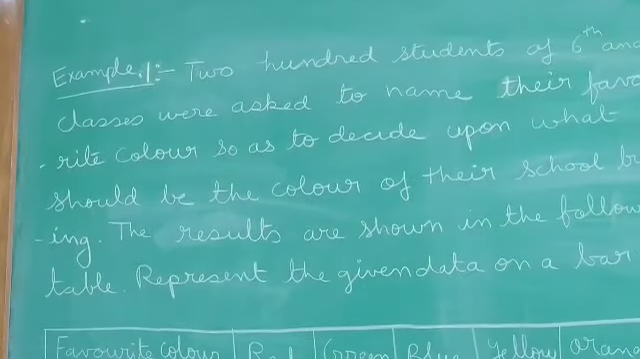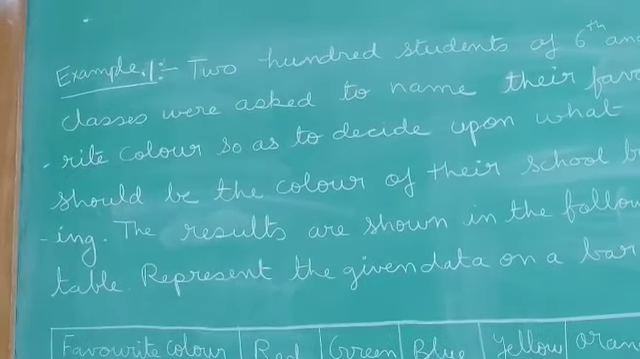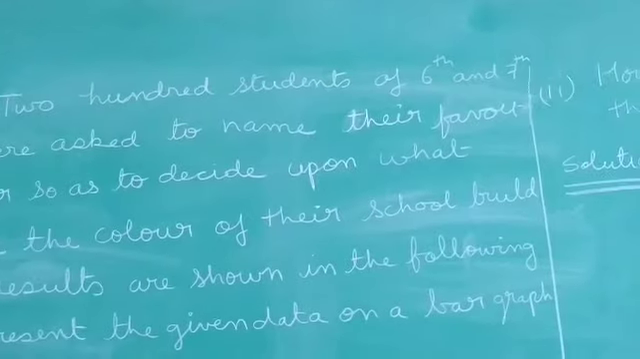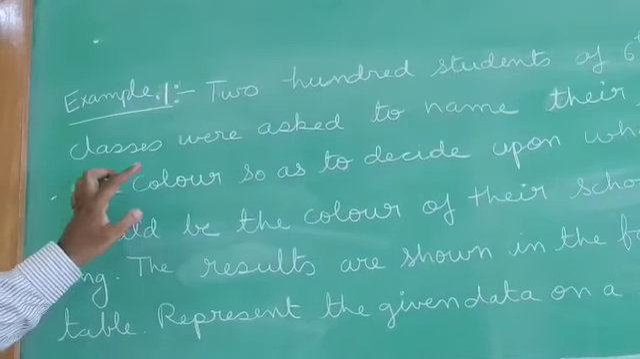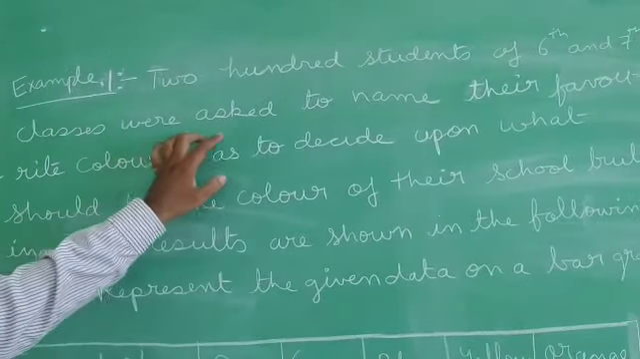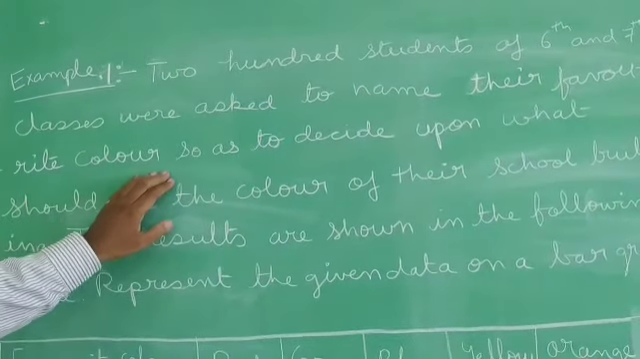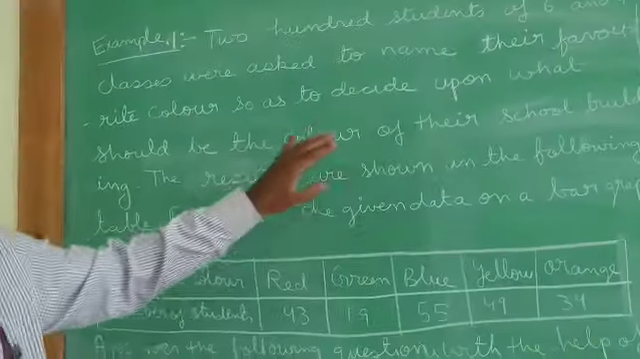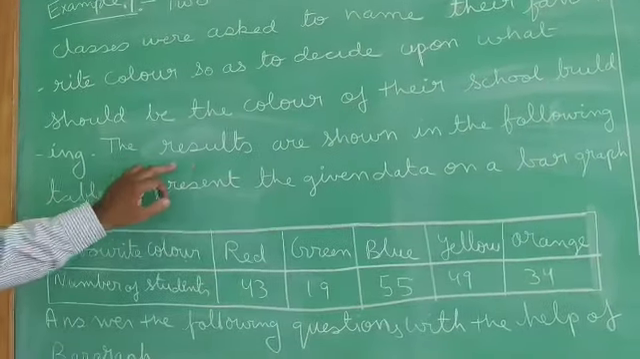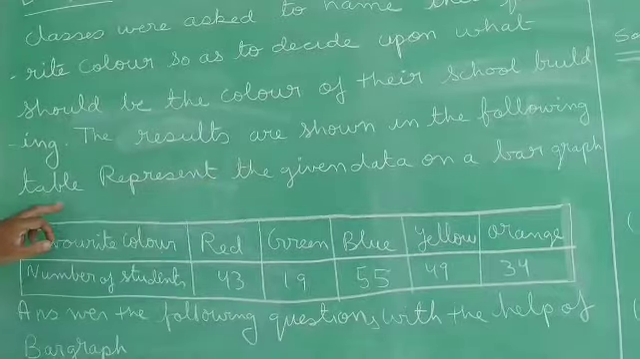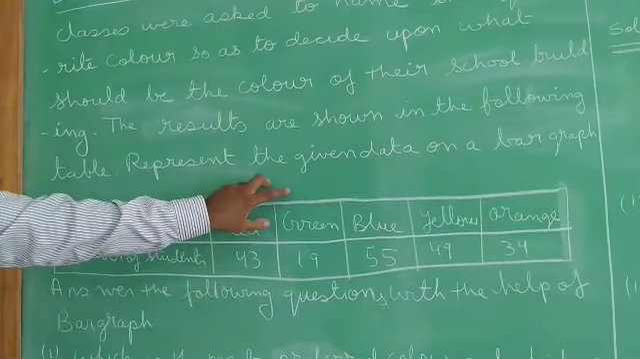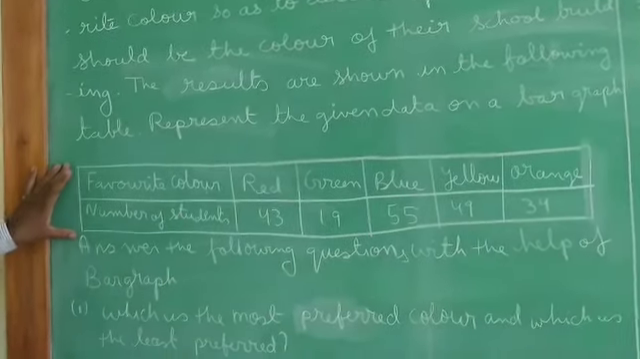Now let us see example number 1, before starting exercise 3.3. 200 students of classes 6 and 7 were asked to name their favorite color, so as to decide what should be the color of their school building. The results are shown in the following table. Represent the given data in a bar graph. So this is the table.